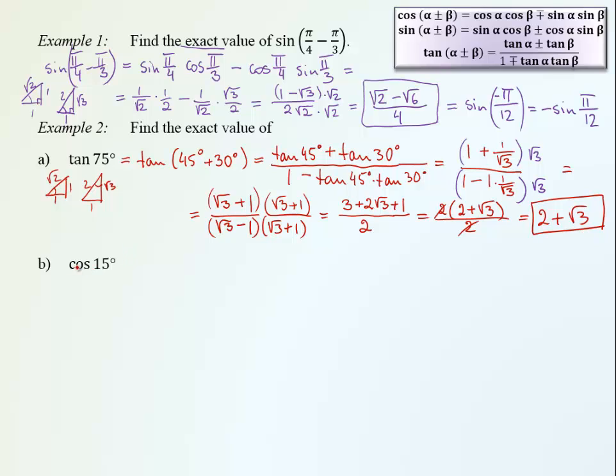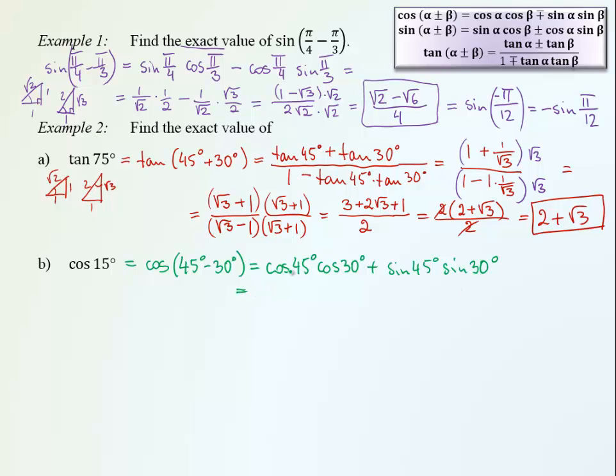Well, see if you can do the next exercise by yourself. Let's check. Cosine 15. How else can I rewrite 15 degrees? Well, it could be 45 minus 30. So we can use 45 degrees minus 30 degrees, and then follow the formula for cosine of difference of two angles. That's cosine of the first angle, cosine of the second angle, plus sine of the first angle, sine of the second angle.